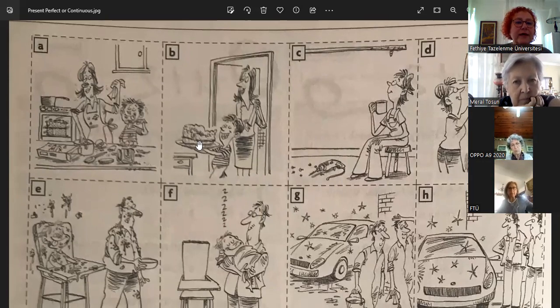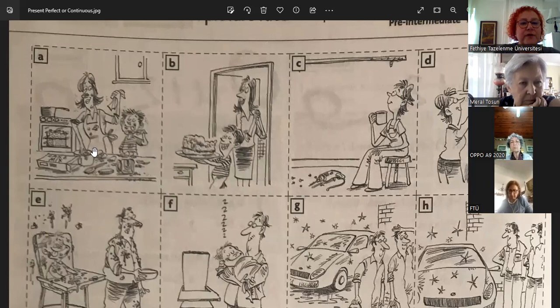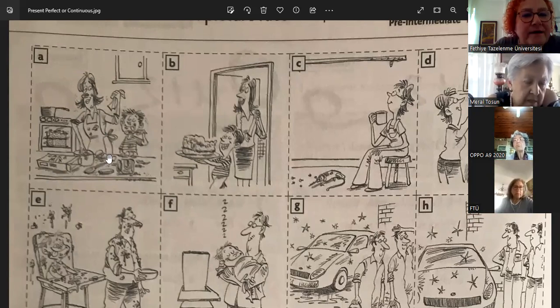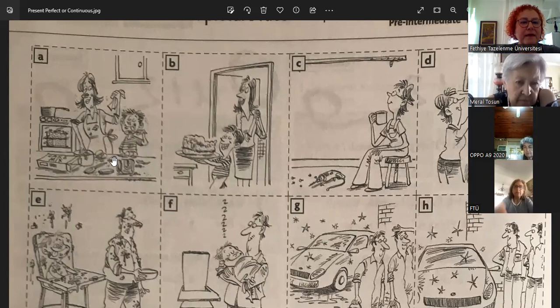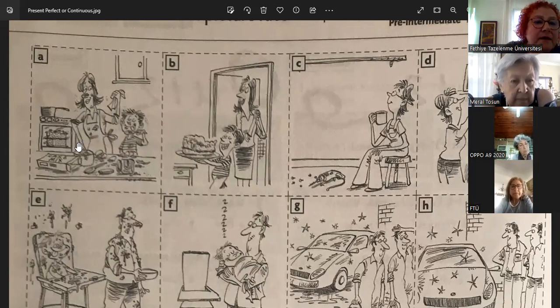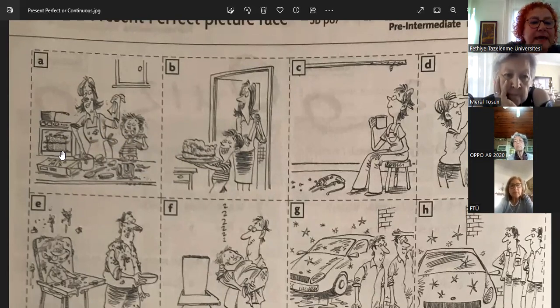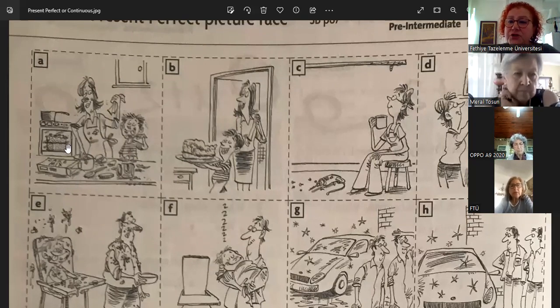So here, look at the first picture, A and B. What is the difference between them? What's happening in the first picture? What are they doing? Who are they? The mother and son are preparing a cake. They are making a cake. Have they finished yet? Oh, no, not finished yet. They haven't finished it yet. Or maybe, where's the cake? In the oven. Maybe they have just finished.